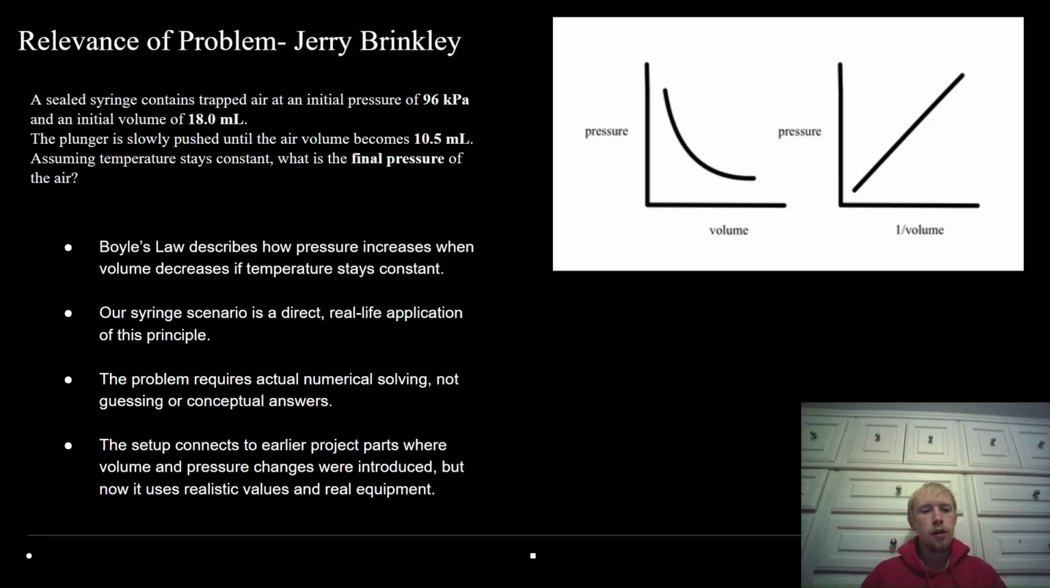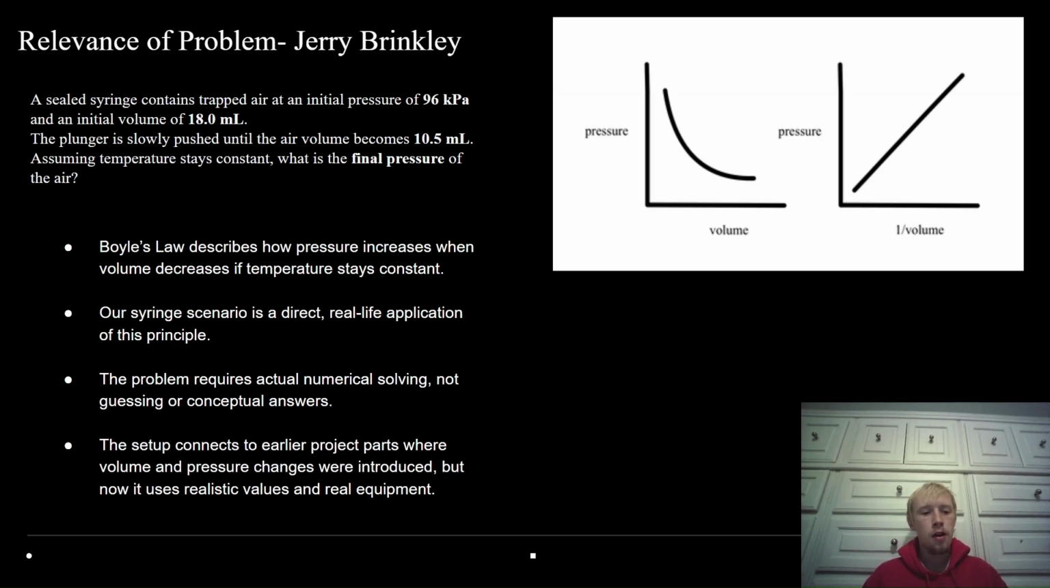A sealed syringe contains trapped air at an initial pressure of 96 kPa and an initial volume of 18 ml, or milliliters. The plunger is slowly pushed until the air volume becomes 10.5 ml. Assuming temperature stays constant, what is the final pressure of the air?